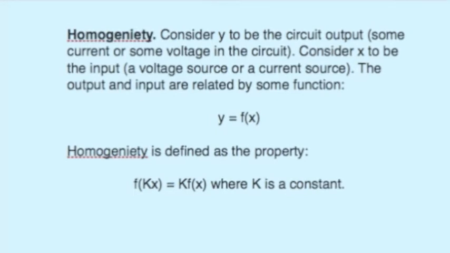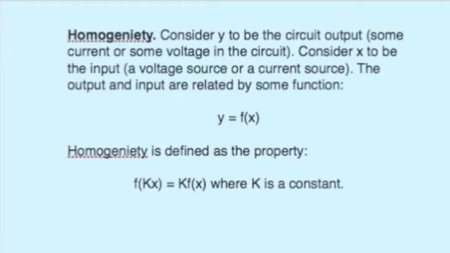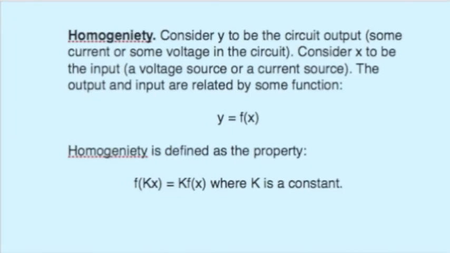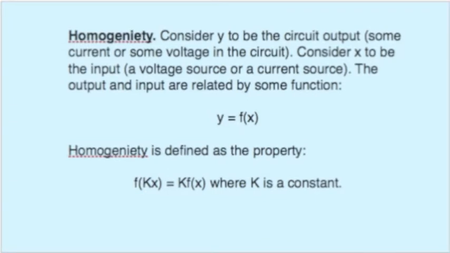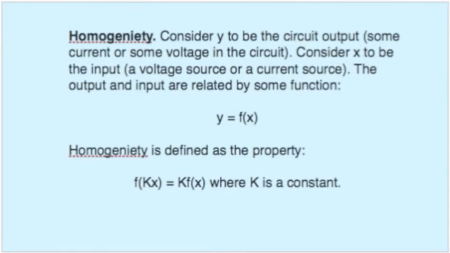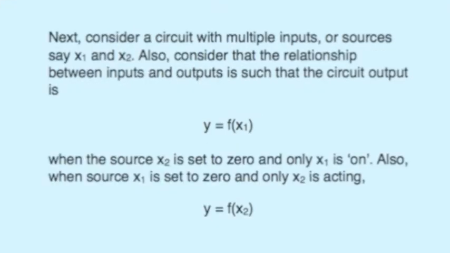Now, homogeneity is the property that if you increase the input variable by a factor k, where k is some constant, then the output variable increases by that same constant. If I have a 1.5 volt voltage source with a certain output current, and I quadruple the voltage source value, then I will also quadruple the output current. This is homogeneity, key property of linear circuits. But homogeneity is not the only required property of a linear circuit.